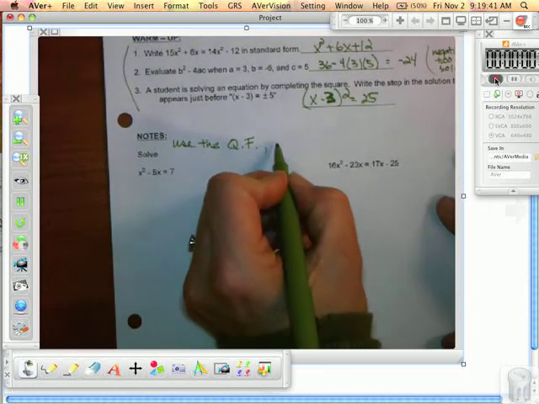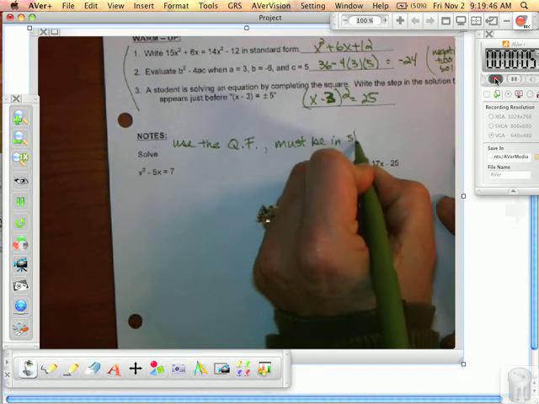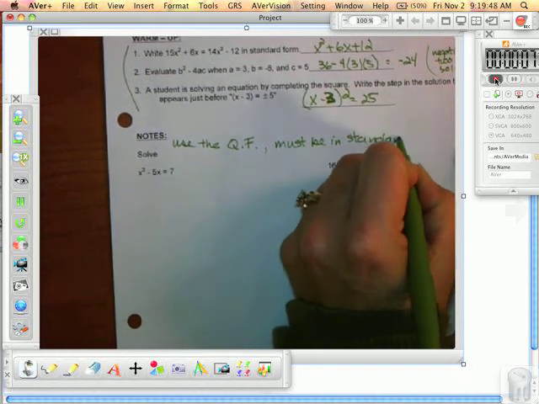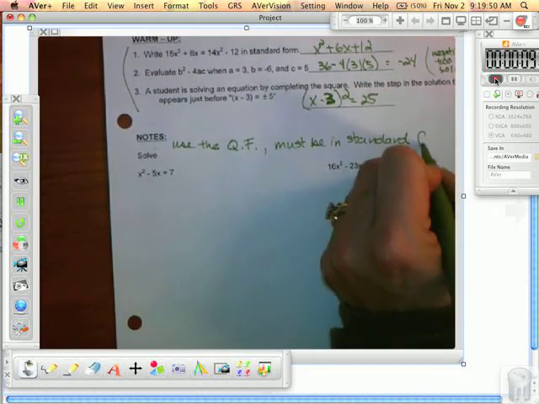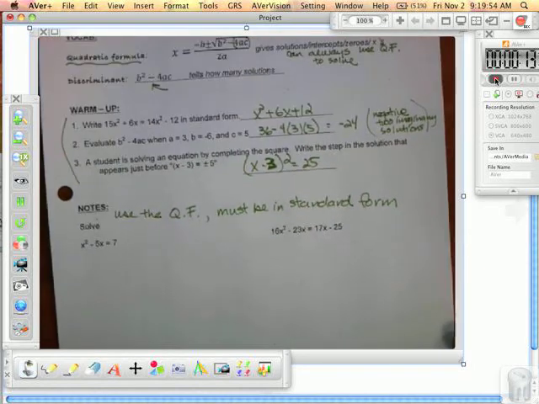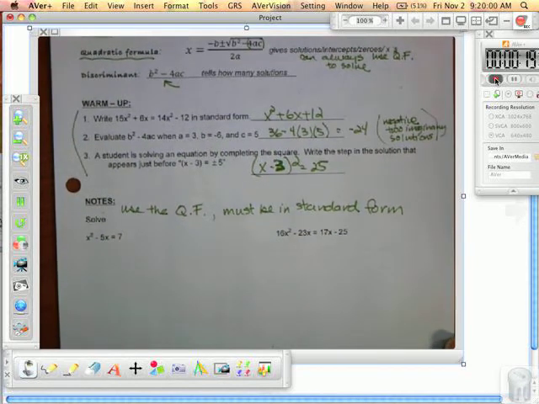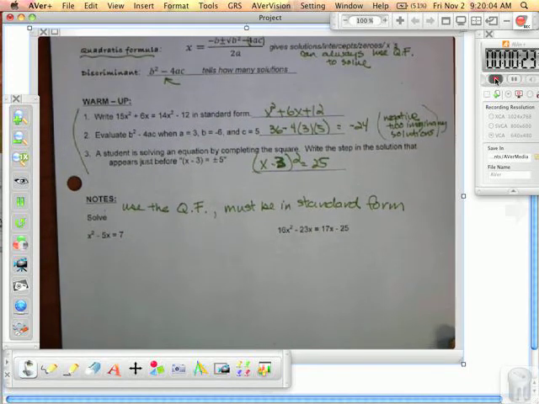Standard form. Wow, that is one straight line there. Must be in standard form. Holy cow. All right. So in order to use the quadratic formula, you have to put it in standard form first, which means set equal to 0, which is not quite yet.